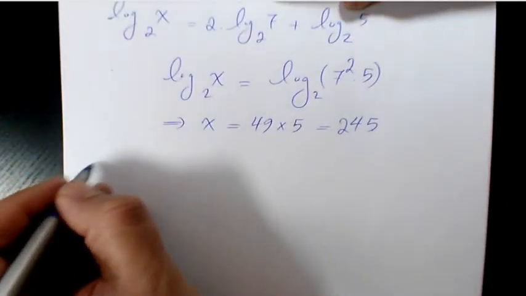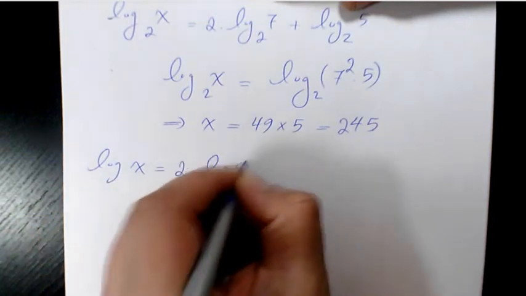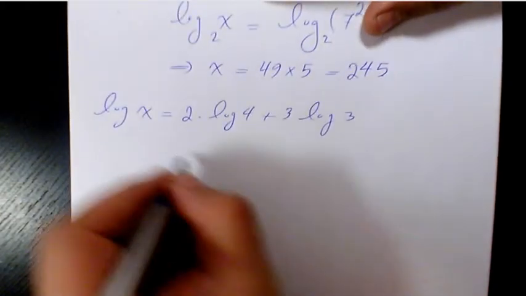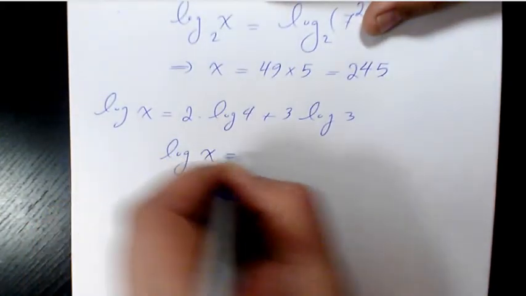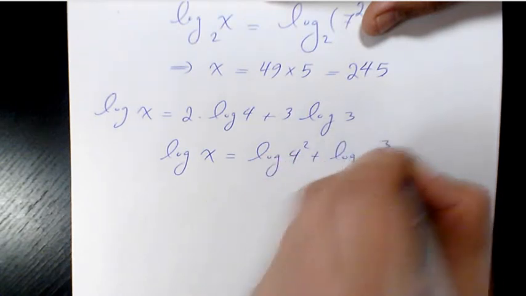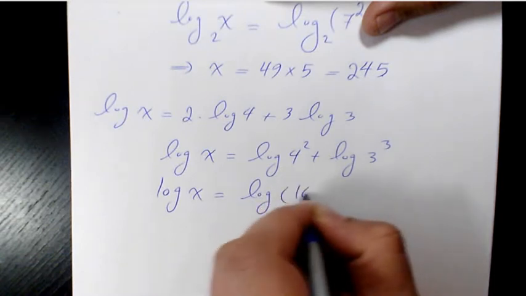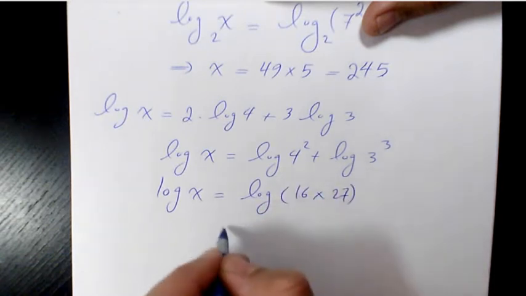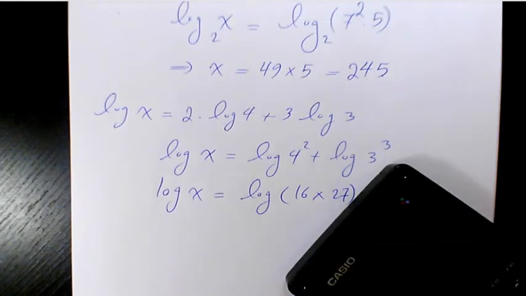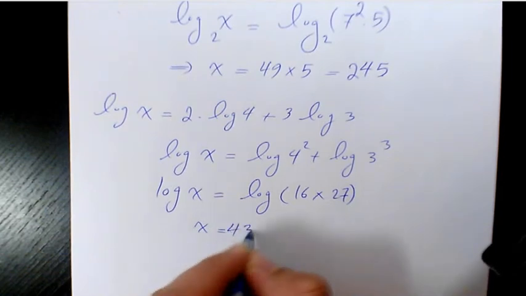Next example is log x equals 2 times log 4 plus 3 log 3. We can say that's going to be log x equals log 4 squared plus log 3 cubed. It's going to be log x equals log 16 times 27. And 16 times 27 is going to be x equals 432.